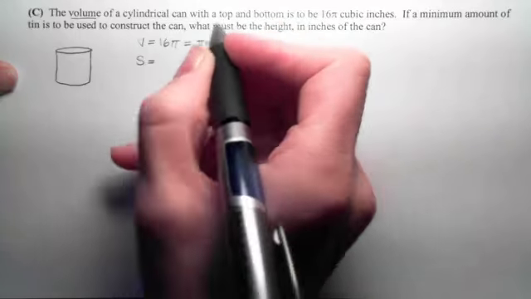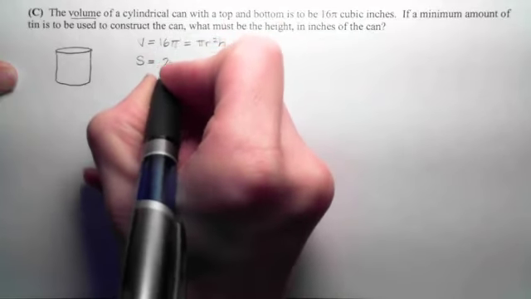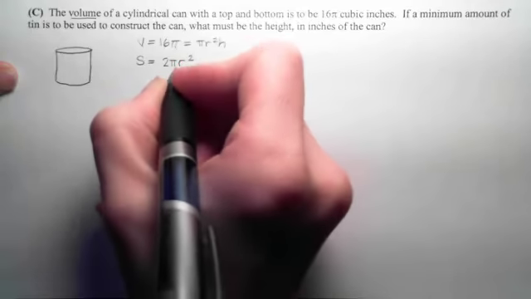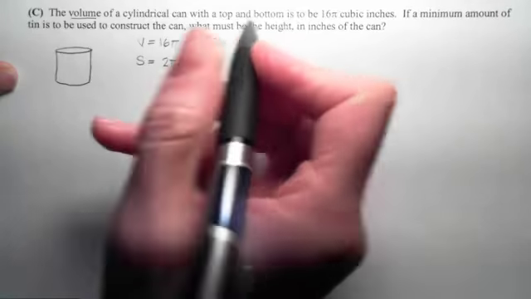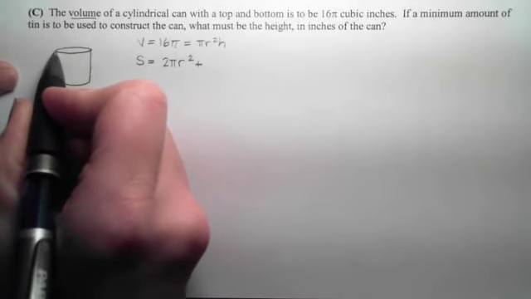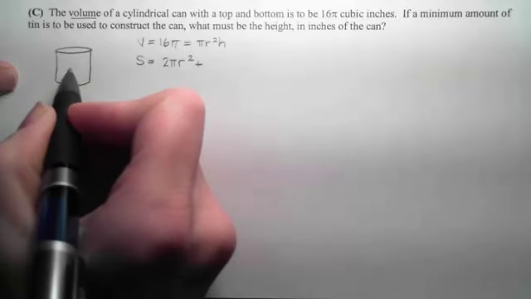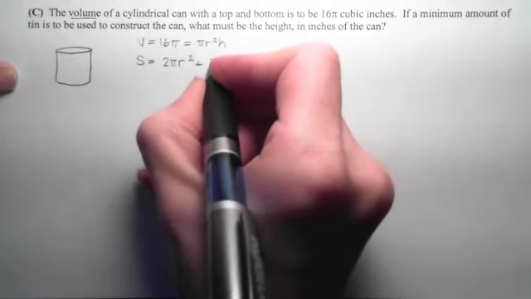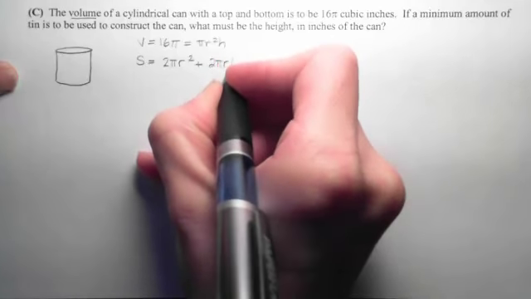It has a top and a bottom, so that means we have the top and the bottom's area, which are both pi r squared, and we've got two of them, plus the area that goes around. That will be a rectangle with a circumference as its width and the height of the cylinder as its length. So that would be a 2 pi r h.